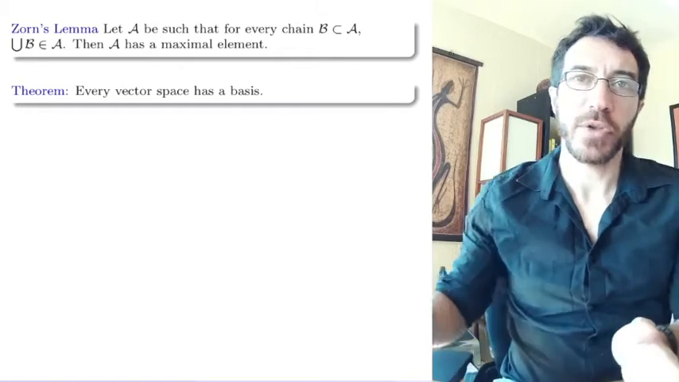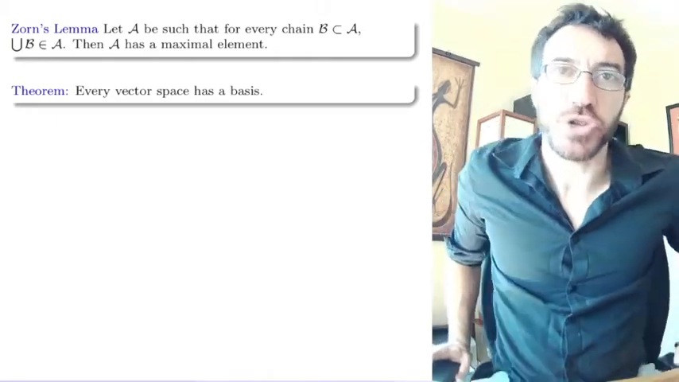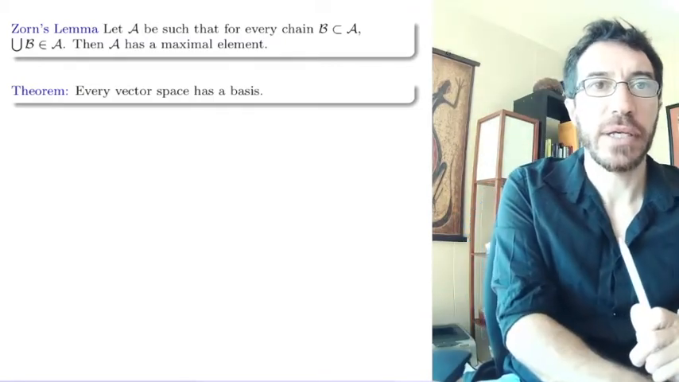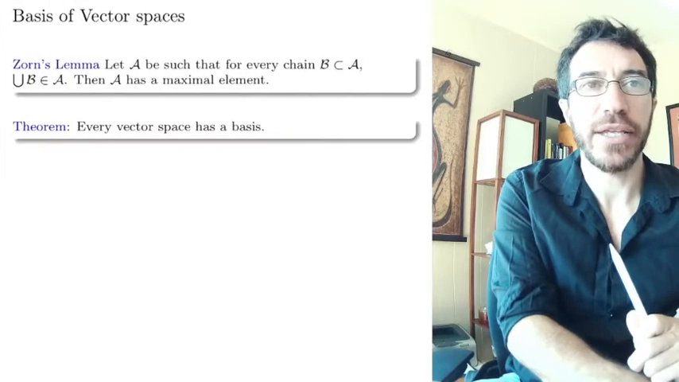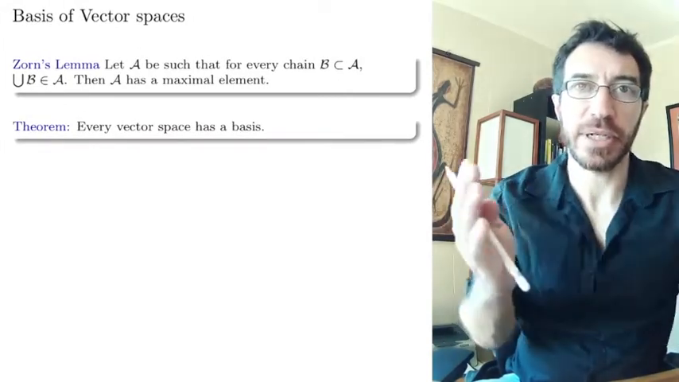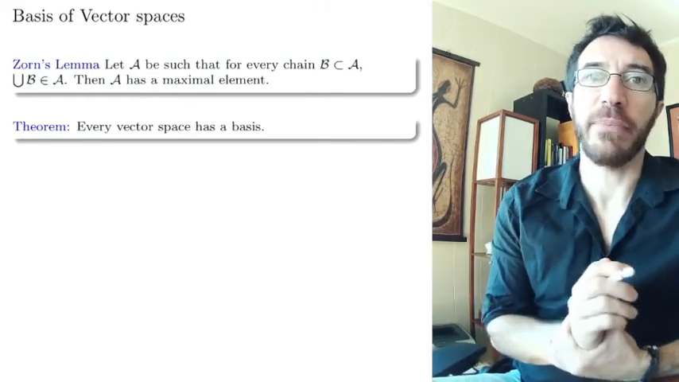Welcome back everybody. Okay, so in the next two videos, let's see two applications of the axiom of choice. The first one is an application using Zorn's lemma, and the idea for this one is to prove a very basic theorem of algebra, I guess of all of math actually, that every vector space has a basis.